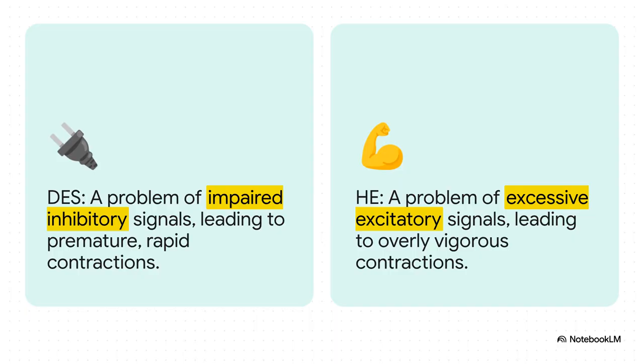Okay, so here's the core difference: the why. Pathophysiologically, these are two totally different beasts. Think of DES as faulty wiring. The inhibitory signals, the stop and coordinate signals, are failing. That leads to this chaotic, uncoordinated premature mess. In total contrast, HE is all about brute force. The excitatory, or go signals, are just cranked up to 11, leading to these incredibly powerful contractions.